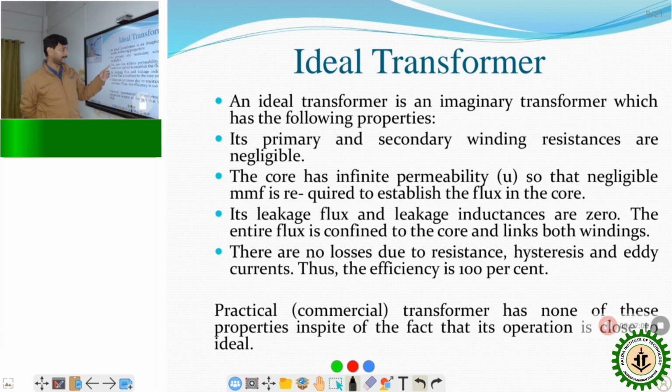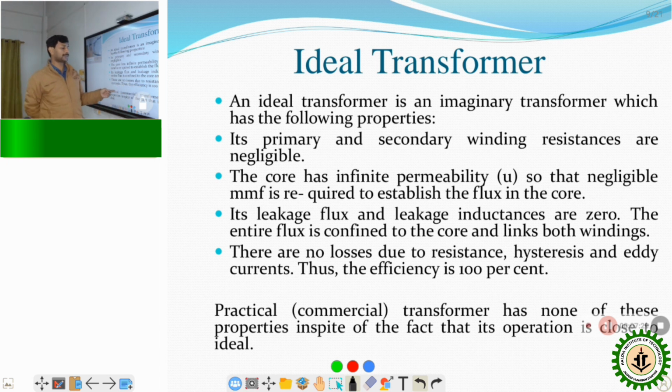The core has infinite permeability mu, so that negligible MMF is required to establish flux in the core. Its leakage flux and leakage inductance are zero. The entire flux is confined to the core and links both the windings 100%. There are no losses due to resistance, hysteresis, and eddy currents. Thus, the efficiency is 100%.